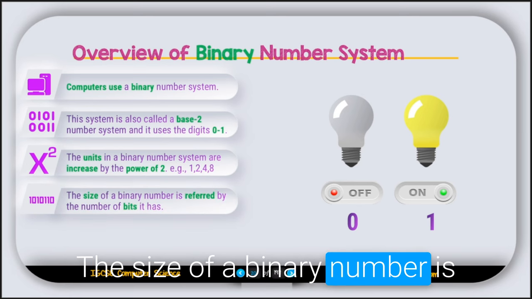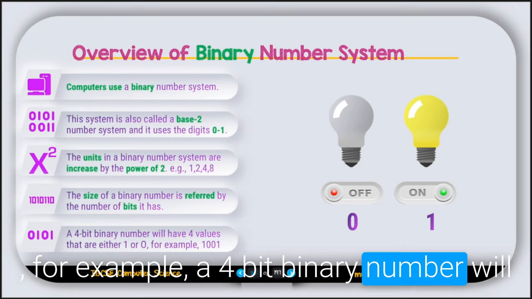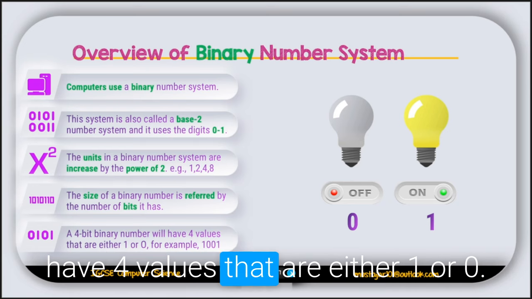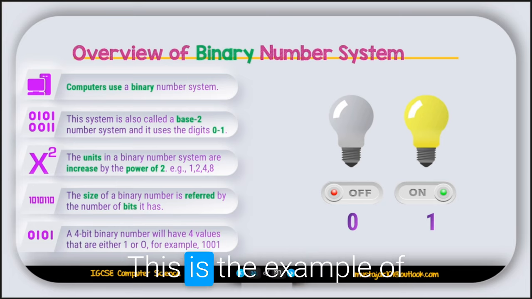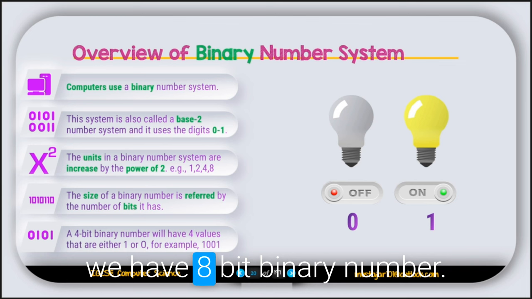The size of a binary number is referred to by the number of bits it has. For example, a 4-bit binary number will have 4 values that are either 1 or 0, for example 1, 0, 0, 1. This is an example of a 4-bit binary number. We have 4-bit binary numbers, and we have 8-bit binary numbers.